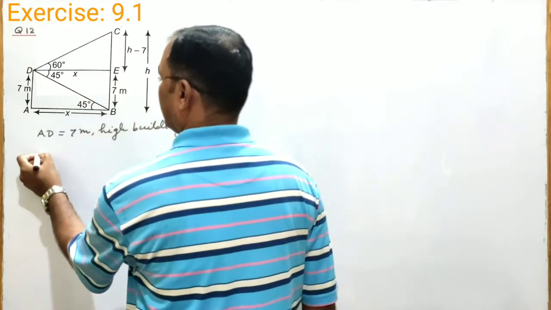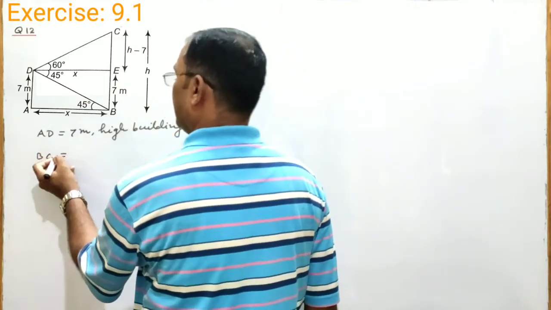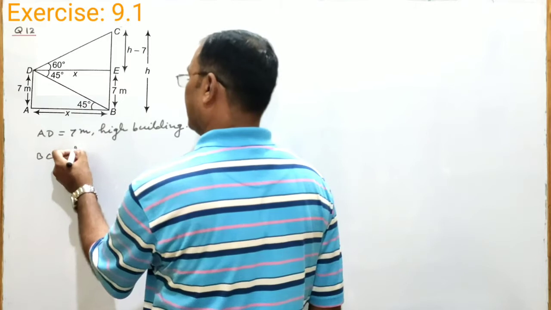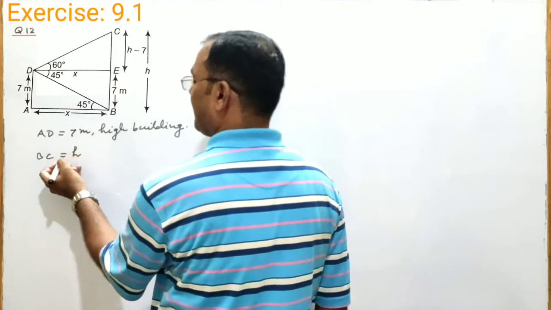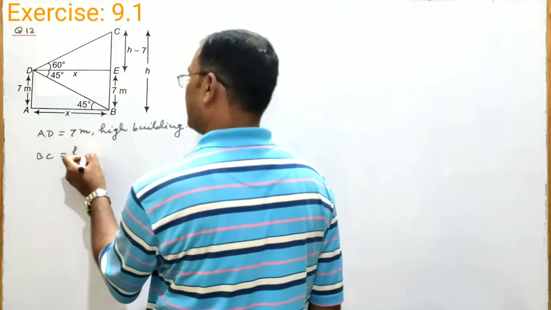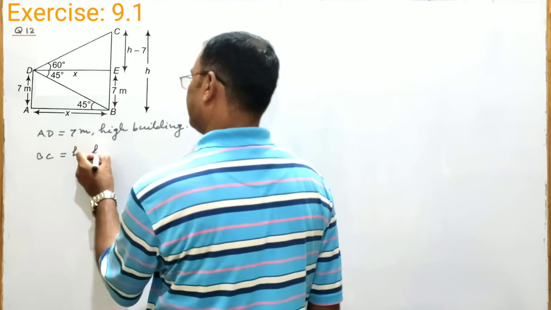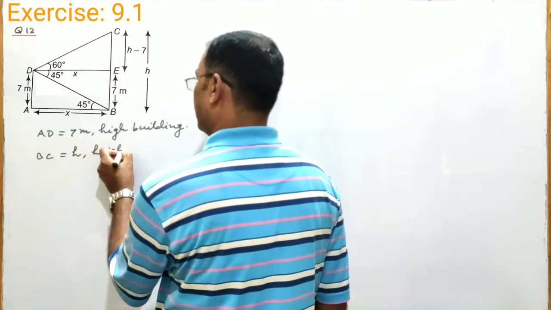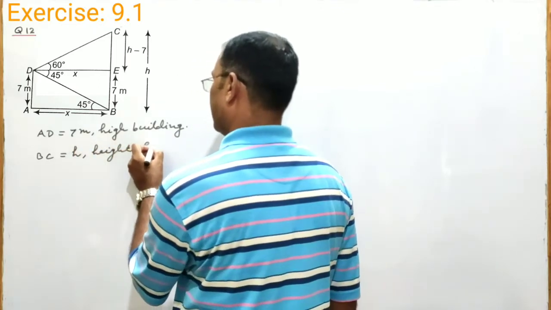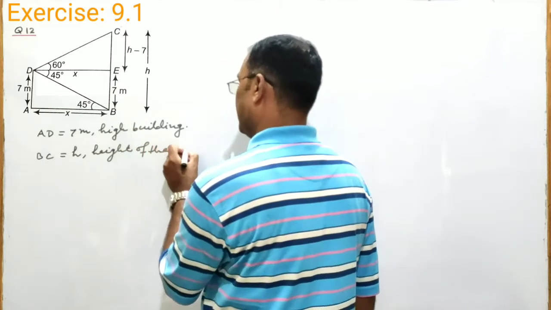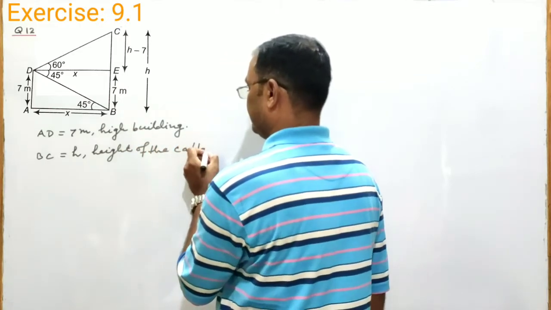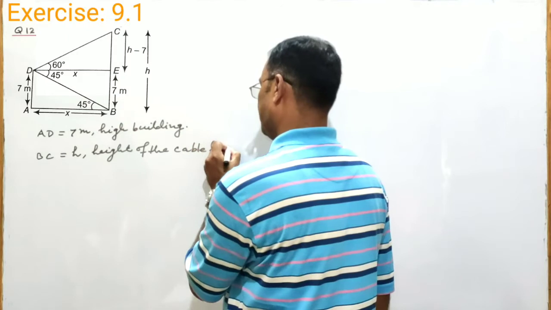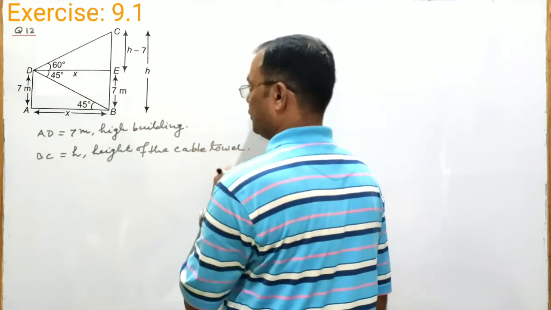BC represents the height of the cable tower. Let us write BC equal to H, the height of the cable tower, that we have to find out in this question.